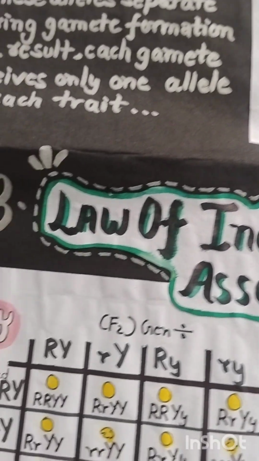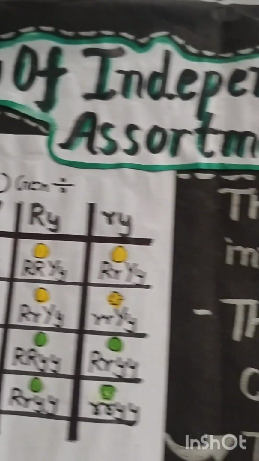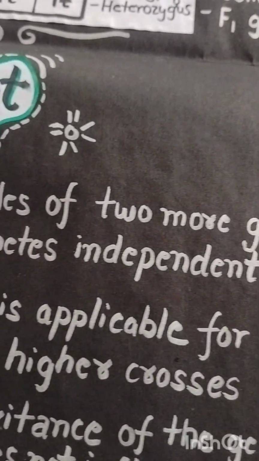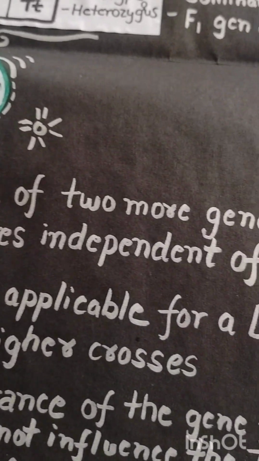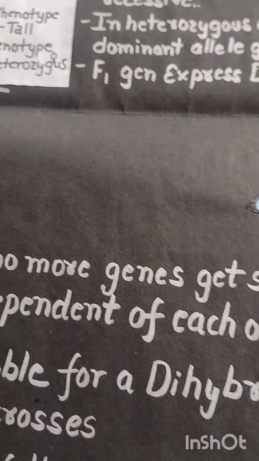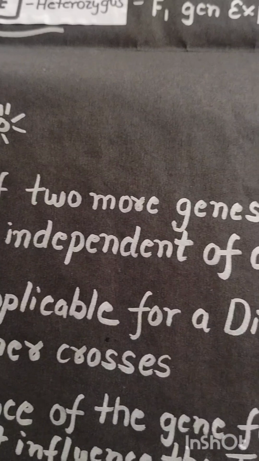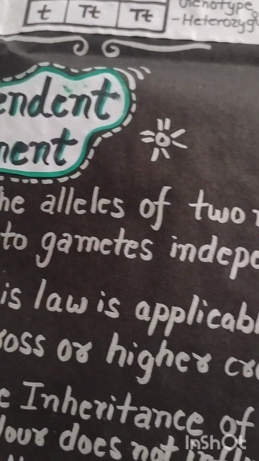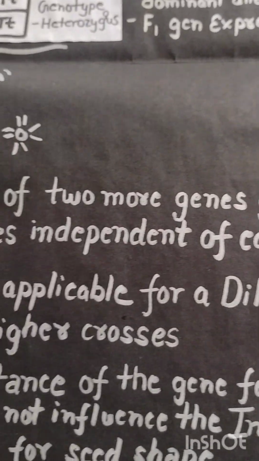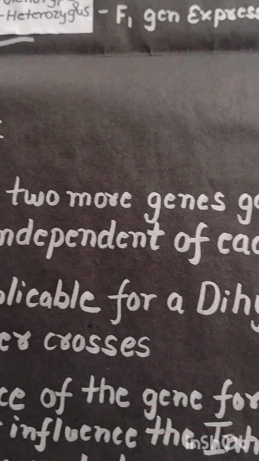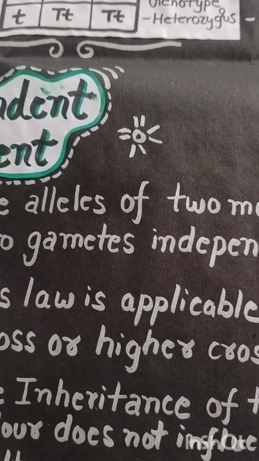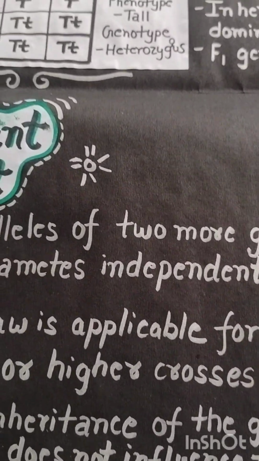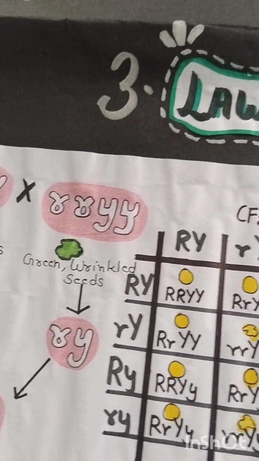Then the law of independent assortment. This one states that alleles of two or more genes get sorted into gametes independently of each other. And this law is applicable for a dihybrid cross when two characters are considered. The inheritance of the gene for seed color does not influence the inheritance of the gene for seed shape when two characters are taken, seed color and seed shape. This is an example. You can see the example like this here.